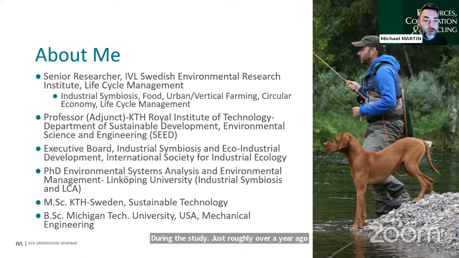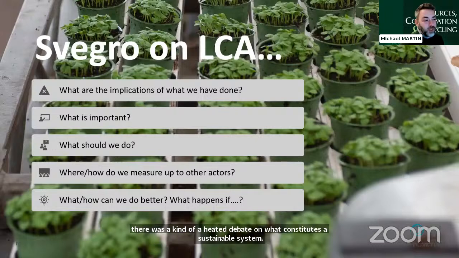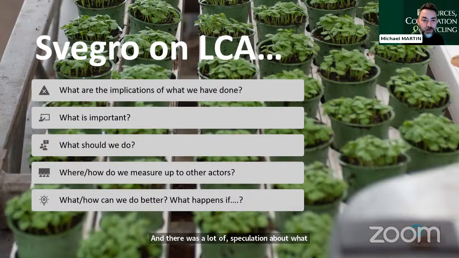You already had an introduction to me, so I can skip this slide and get right into the background of why we did this study, which I think is kind of interesting. I had a seminar where I was talking about the sustainability of vertical farming and greenhouses, and there was a kind of heated debate on what constitutes a sustainable system, and there was a lot of speculation about what the greenhouses did in Sweden.